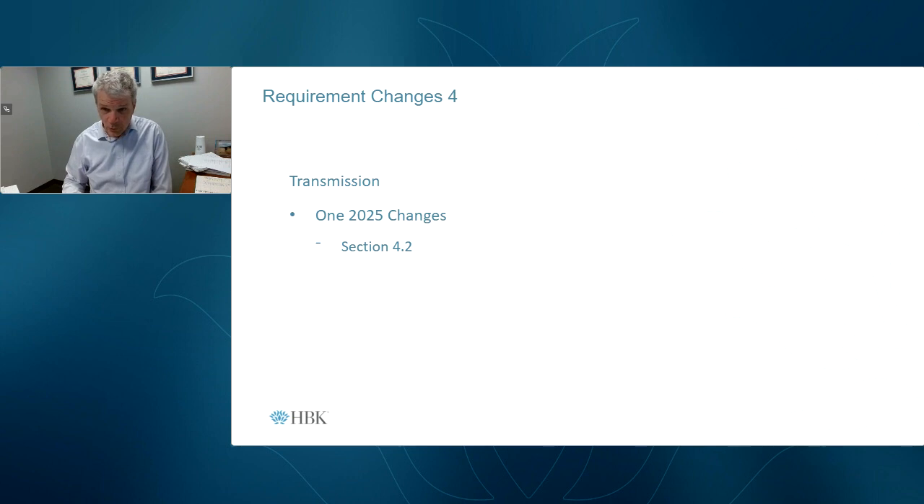Requirement 4 for transmission of credit card data has only one change, and that's our 2025 change, which deals with the PAN number, which is your number and your expiration date and the card security information, and then the trusted keys that you use to encrypt that data when you're going to transmit it around the internet. So that's requirement number 4.